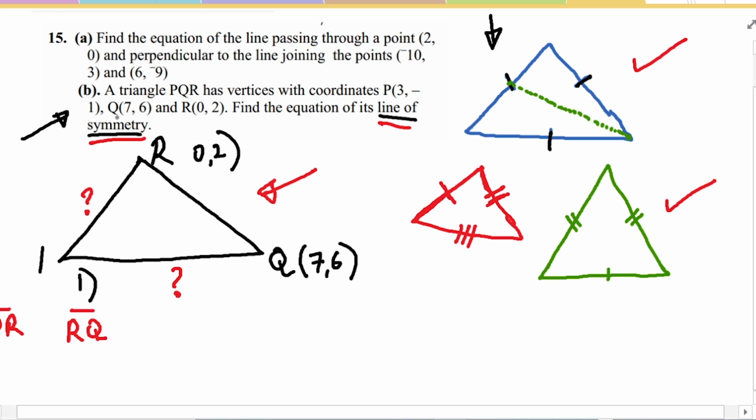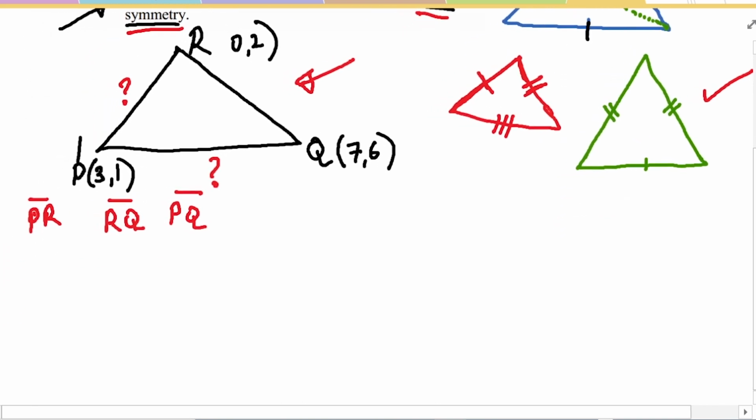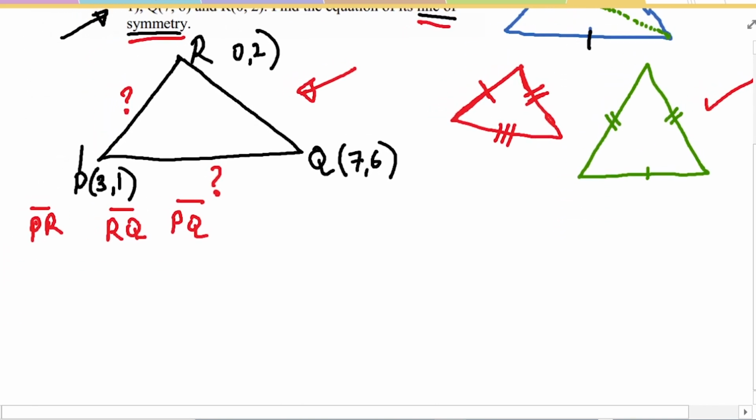Oh wait, where is this? This is P, yeah. This was P, and P is 3, negative 1. So PR, RQ, and also we're supposed to find PQ. So let's get started. Now, when we're trying to find the length of a line, this is the formula. Now, I am not going to explain where the formula comes from or how it is derived.